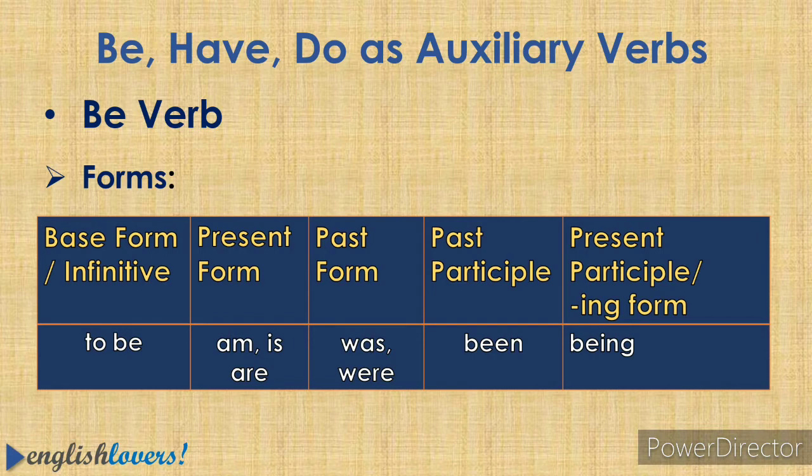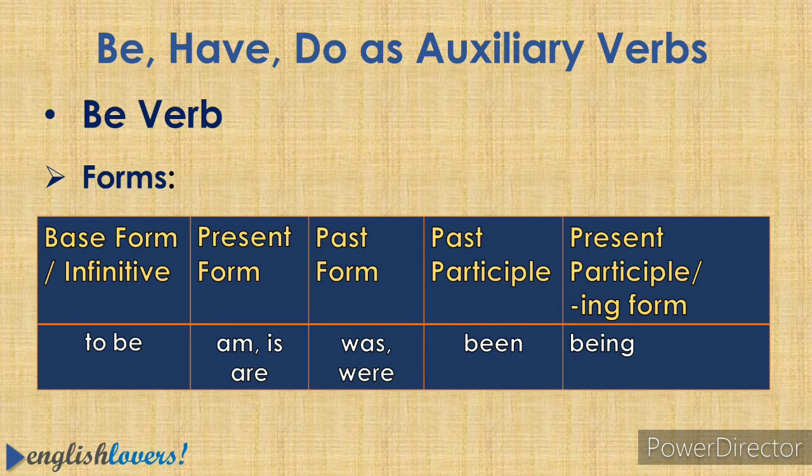There are different forms of this verb. These forms are on the screen. The base form or infinitive form is to be. The present form of be is am, is, and are. The past form of the be verb is was and were. The past participle is been. And the present participle, also called the ing form, is being. So these are the different forms of the verb be.